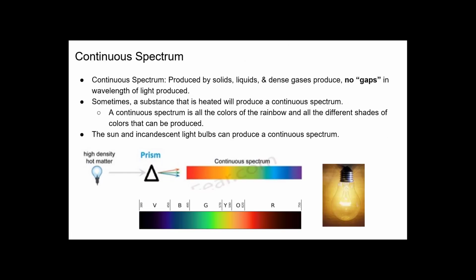There's another type of spectrum called continuous. It's produced by solids, liquids, and dense gases and has no gaps. So you don't see any gaps. It's continuous here, and you can see here too, that's just a continuous range of wavelengths of light produced. Sometimes a substance that is heated will produce a continuous spectrum. A continuous spectrum is all the colors of the rainbow and all the different shades of colors that can be produced. So the sun and incandescent light bulbs produce a continuous spectrum.